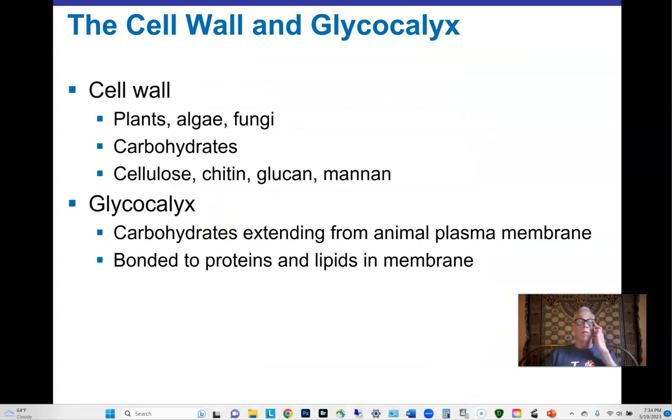How about cell walls? Plants, algae, and fungi have cell walls made up of carbohydrates, and we've already encountered those briefly in chapter one. Cellulose is the glucose polymer that makes up the cell wall of most plant cells. Chitin, as we've seen, is found in the cell wall of fungi and yeast, but glucan and mannan are also polysaccharides found in the cell wall of fungi. So these are some of the structures that would be found there.